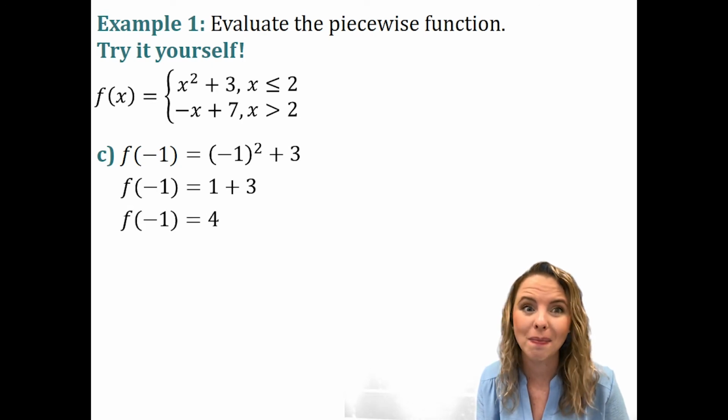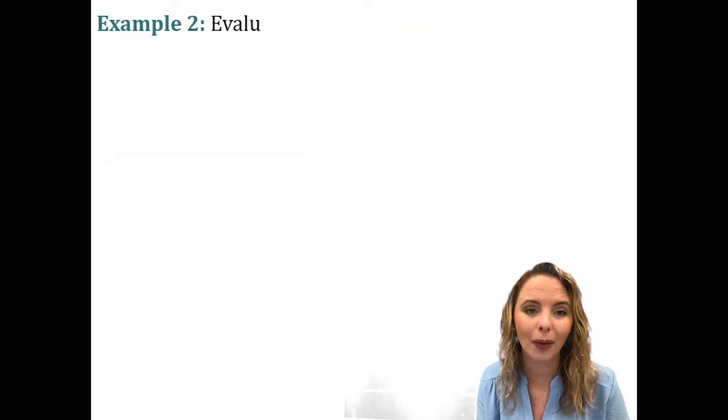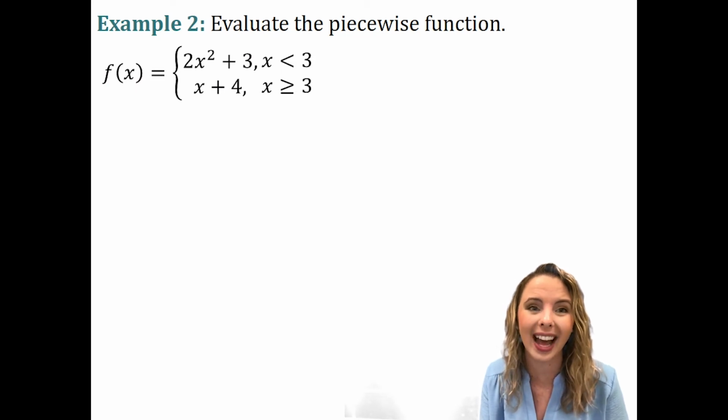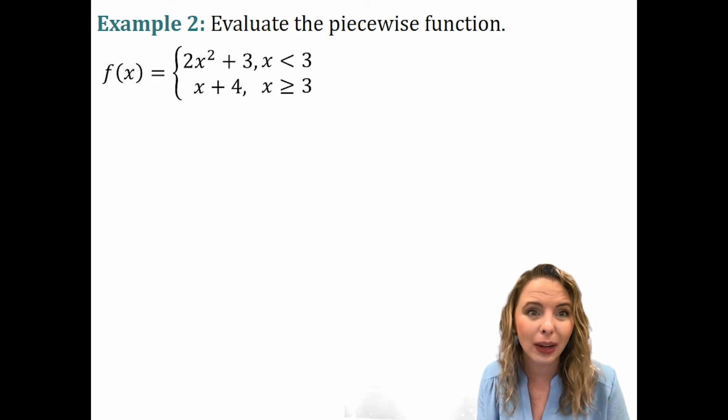So you're going to get 4. Okay. Hopefully that's what you got. Let's keep going. We're going to still evaluate piecewise functions. We have 2x squared plus 3 when x is less than 3. And we have x plus 4 when x is greater than or equal to 3.